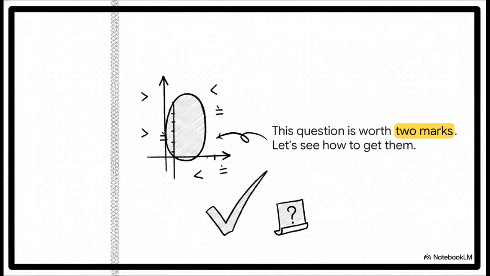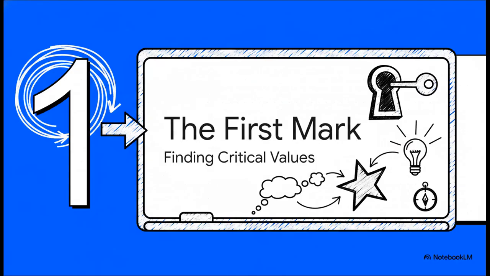So here it is, question 16. It's a quadratic inequality, and it's worth a couple of marks. Now, our mission here isn't just to find the answer. It's about figuring out how to write it down perfectly, exactly how an examiner wants to see it. All right, first things first, how do we get that first mark? Well, it all hinges on finding something the mark scheme calls the critical values. Let's break down exactly what that means.